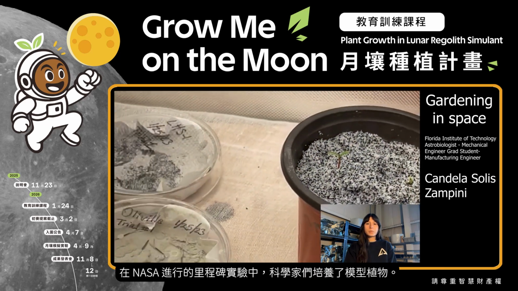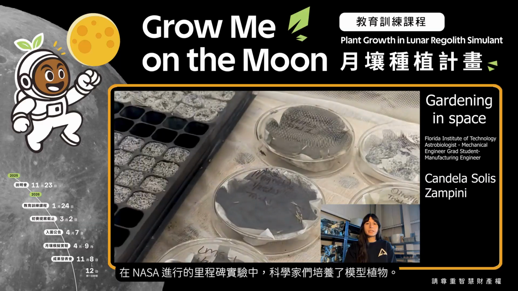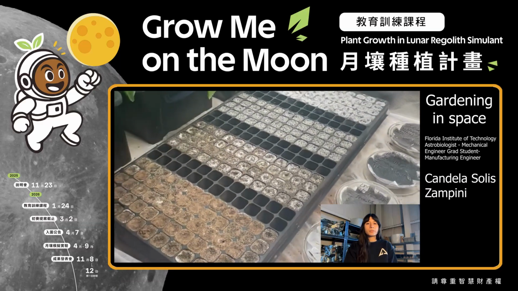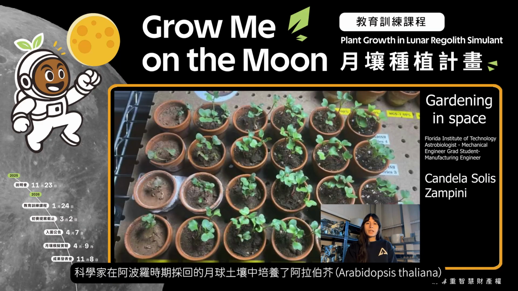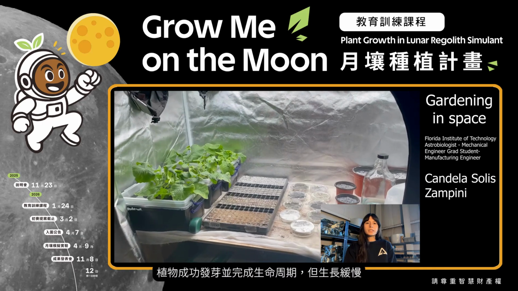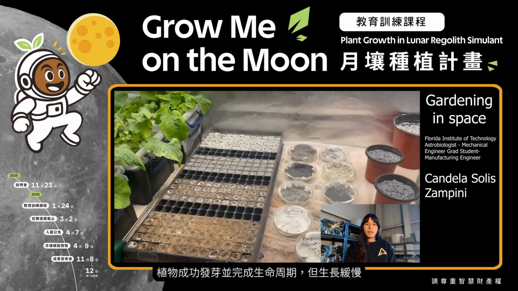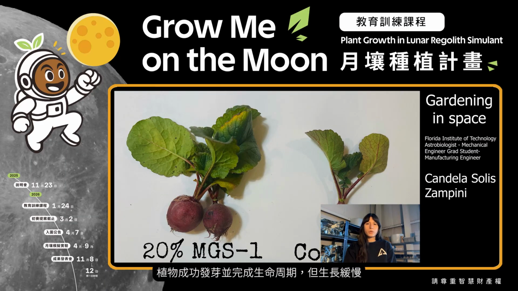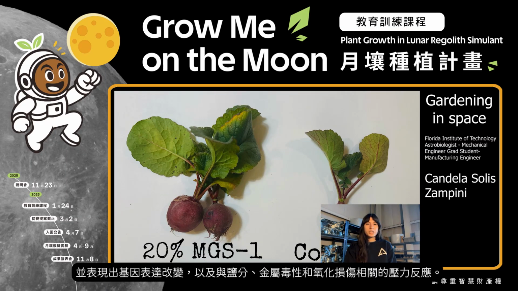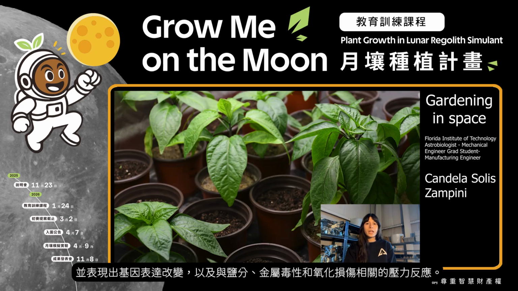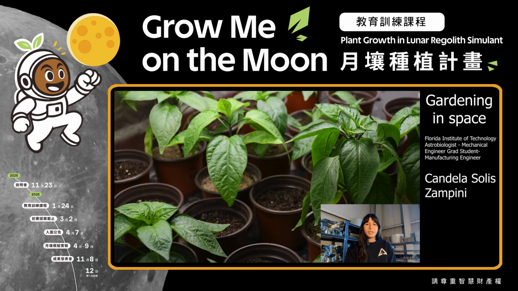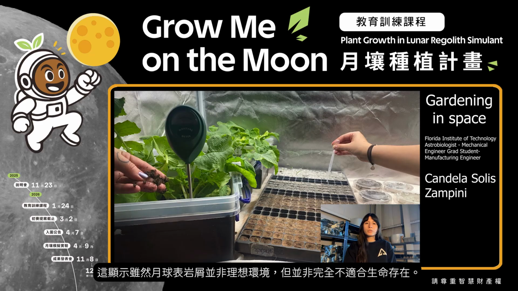In landmark experiments conducted by NASA, scientists grew the model plant Arabidopsis thaliana in actual Apollo-era lunar soil. The plants successfully germinated and completed their life cycle, but they exhibited slow growth, altered gene expression, and stress responses related to salt, metal toxicity, and oxidative damage. This demonstrated that while lunar regolith is not ideal, it is not completely incompatible with life.